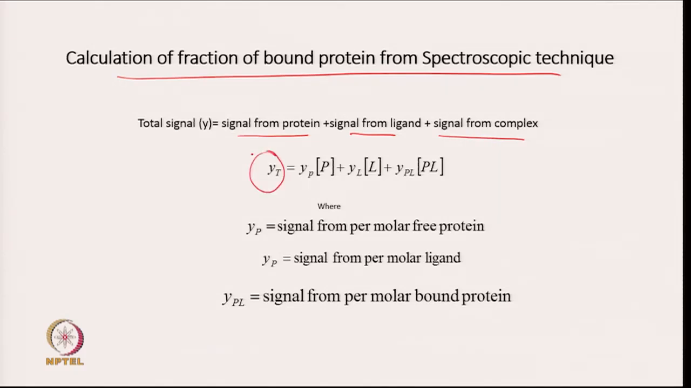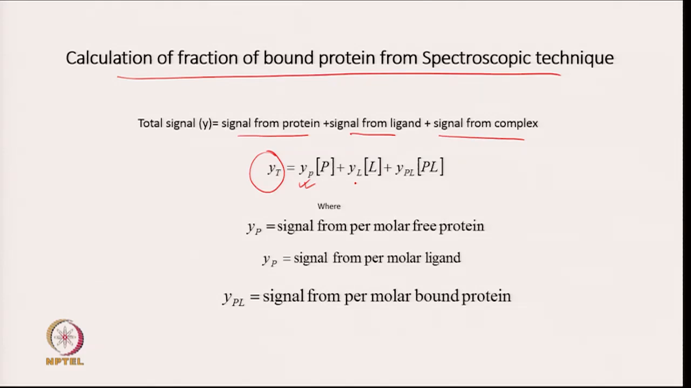And again here I will denote Y as a fluorescence signal, and YT means total fluorescence signal. So it consists of signal from protein, signal from ligand, and signal from complex. YP will give you signal per molar free protein. So YP into concentration of P plus YL into concentration of L. Again, YL is signal from per molar ligand.